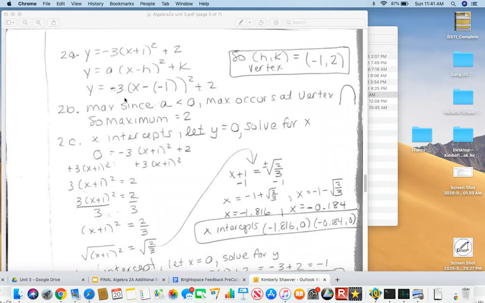And so like we said, since a is negative, it's a maximum. So the max is going to occur at 2, whatever the k value is in the vertex.